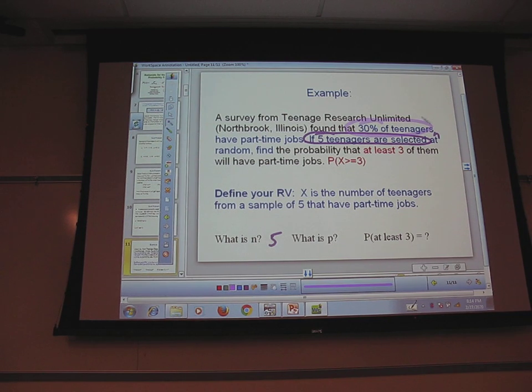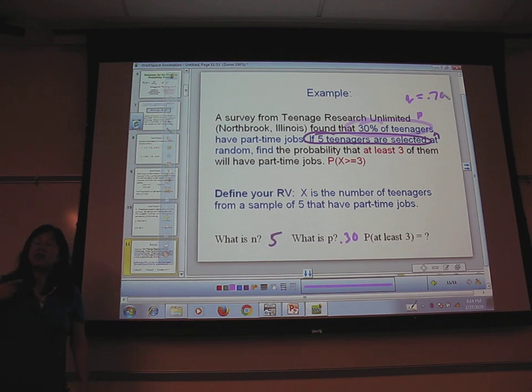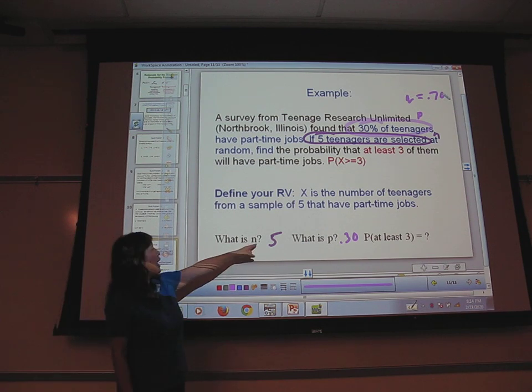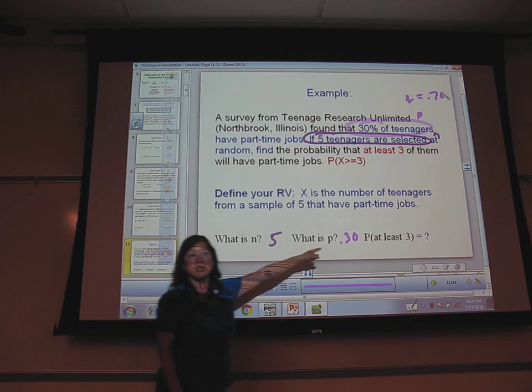So I think that's kind of the better way of thinking about little p. So little p is 0.30, which means that little q is what? 0.70. Great. Now, x is my random variable. That means it varies. It's going to be random. N and p are fixed.